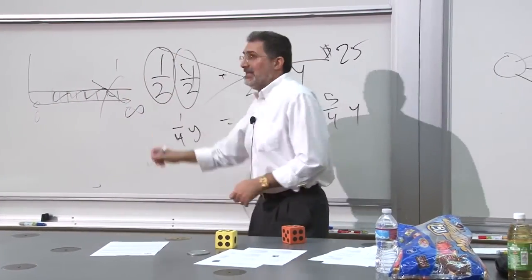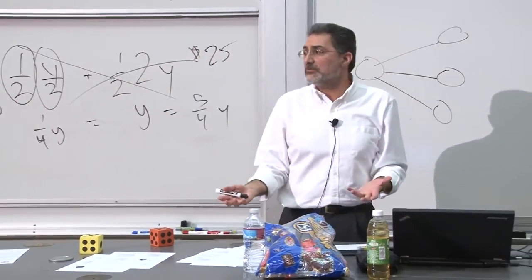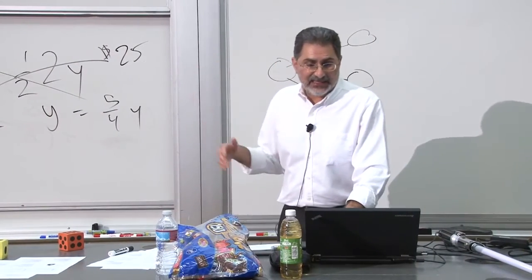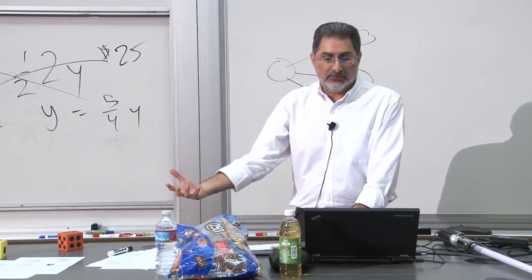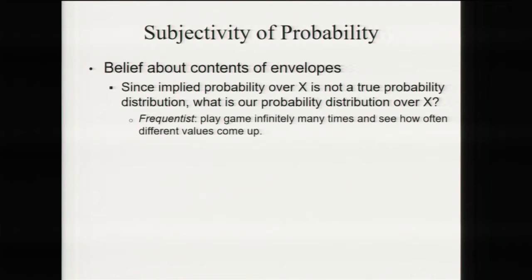This equation can't exist. So the only thing that can exist is we have to assign for ourselves what those probabilities are. So if that's the case, then we have a subjective belief about what's in the envelope, right? We can't say all values are equally likely. That's not a true probability distribution. So the frequentist interpretation says, well, you play the game infinitely often and see what values Mehran puts in the envelope. I'm not going to play the game infinitely often because I just lose every time.